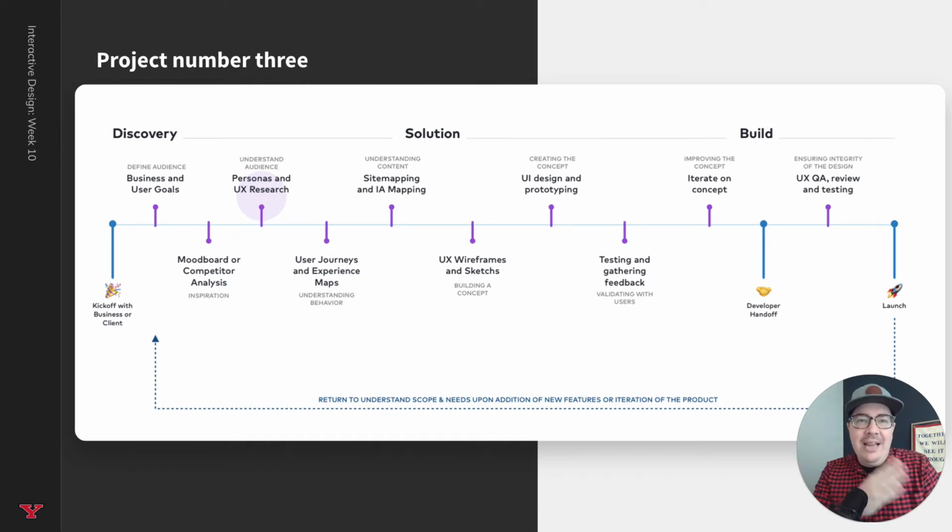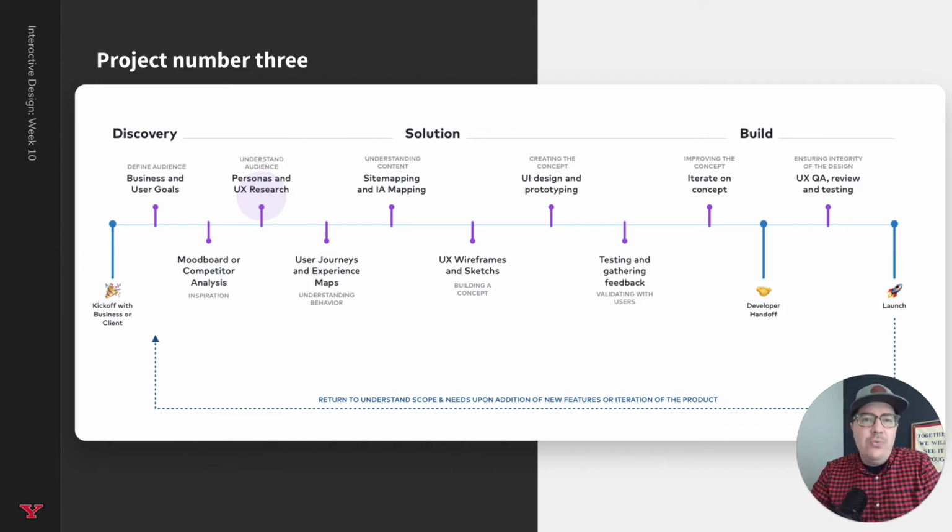way left of where we're at on the UX milestone map, or the UX deliverable map here. We're actually going to spend a lot of time, really all of project number 3, in this personas and UX research category. Unlike other projects that we've done so far, we're actually not going to be designing an interface for project number 3.